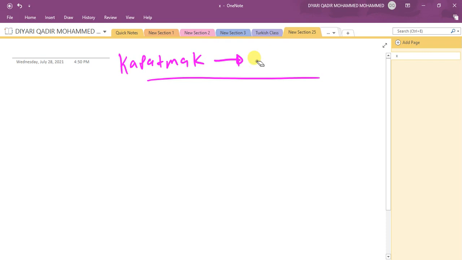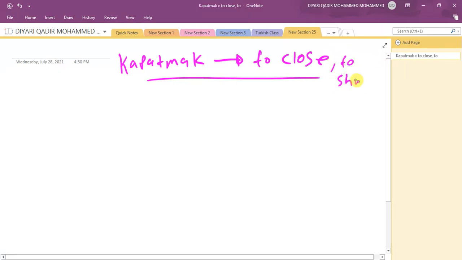Kapatmak means to close, or to shut. Both of them are correct.